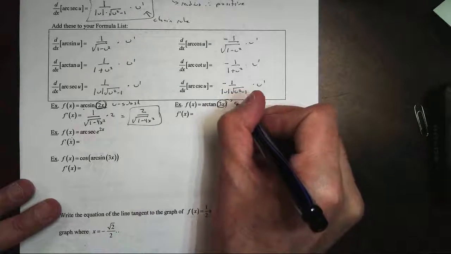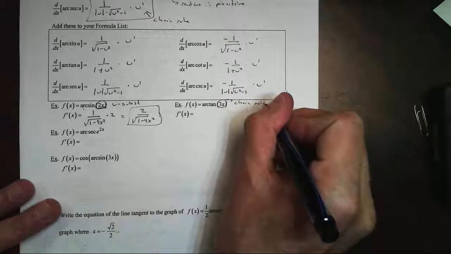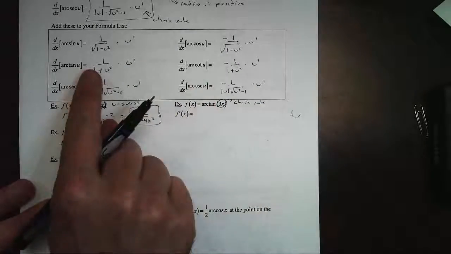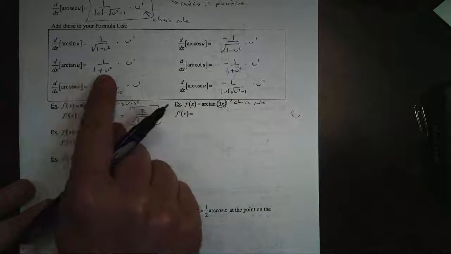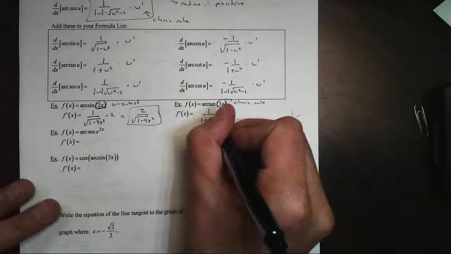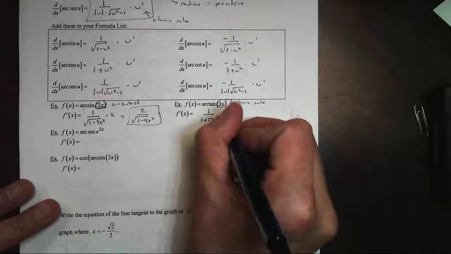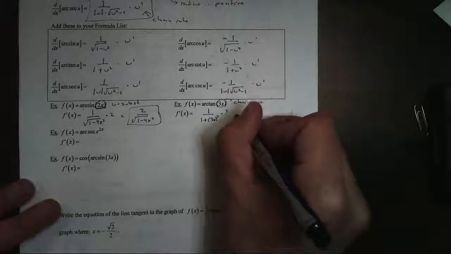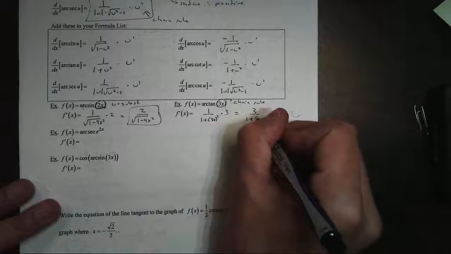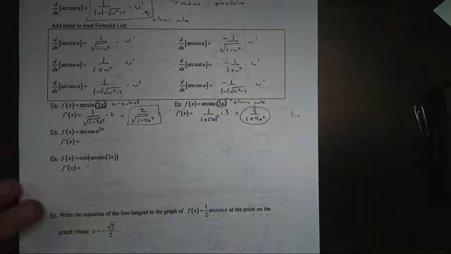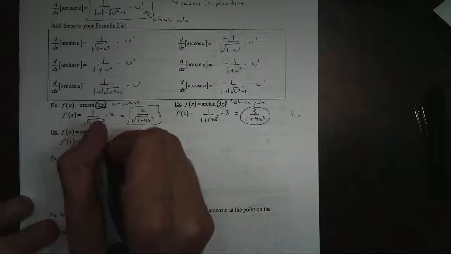Do the arc tangent. There's my u. That's my chain rule right there. Remember, you're not going to forget chain rule. I promise. So my rule says it's 1 over 1 plus u squared. So it's just easy. 1 over 1 plus 3x squared times the derivative of the inside, which is 3. Chain rule. So we get 3 over 1 plus 9x squared. Very easy to do.